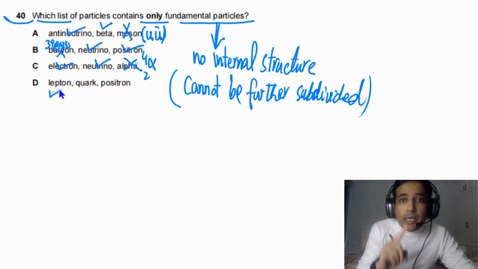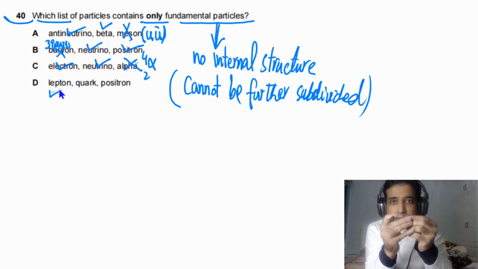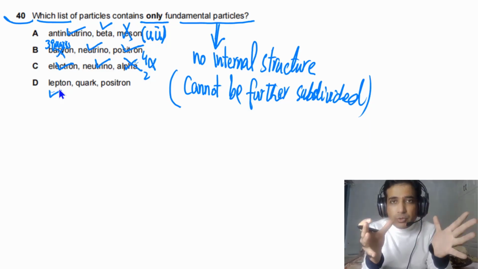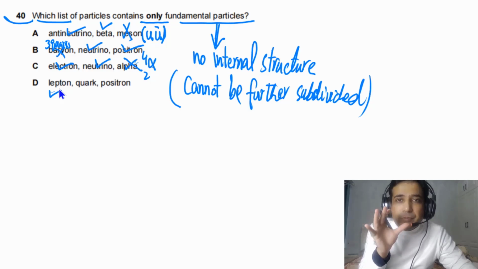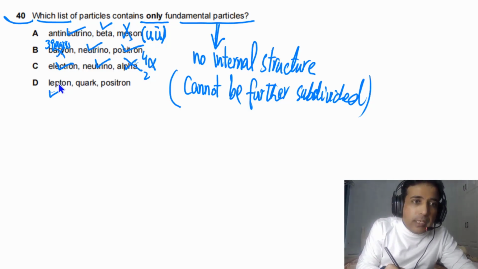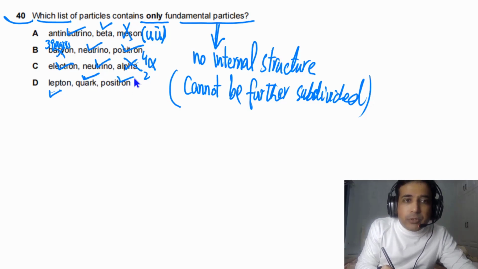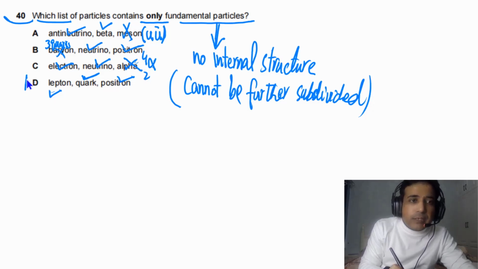In the lepton family, we have 3 neutrinos and antineutrinos. We also have electron, muon, tau, and the neutrinos and antineutrinos. All of them are fundamental particles. So leptons are fundamental particles. Quarks are also fundamental particles. Positron also belongs to the lepton family, so this is also a fundamental particle because it is the antiparticle of the electron. So the answer for this question is D. D is the right answer.